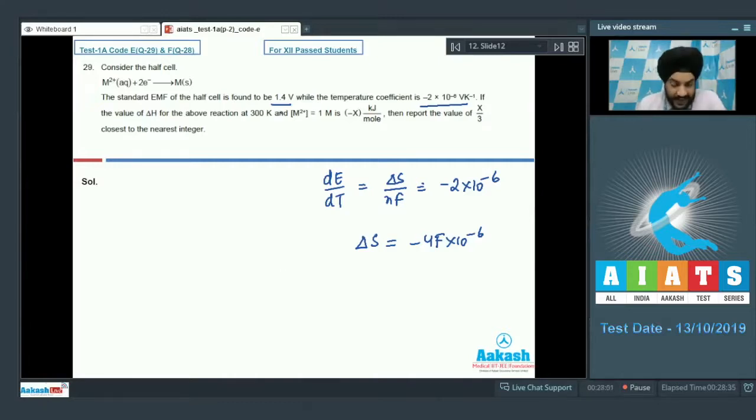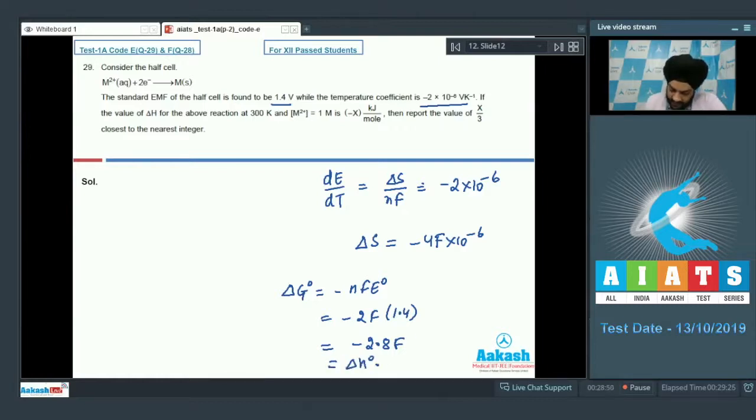The delta G value we can find out using the standard EMF which is given to us, students. So delta G naught is equal to minus n into F into E naught. The value of n is equal to 2, and E naught value given to us is 1.4. So this gives us a value equal to minus 2.8 F. So students, since we know the value of delta G naught now, it has to be equated to delta H naught minus T delta S naught. To find out the value of delta H naught, we just have to put in the value of delta S naught that we had calculated before.